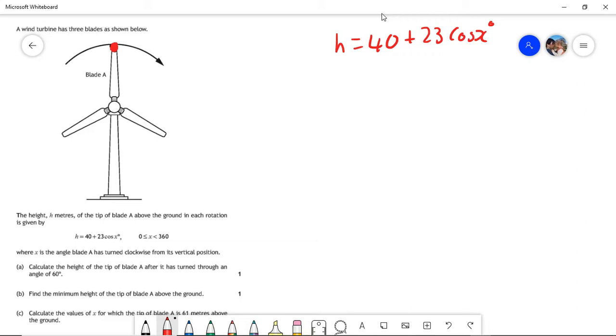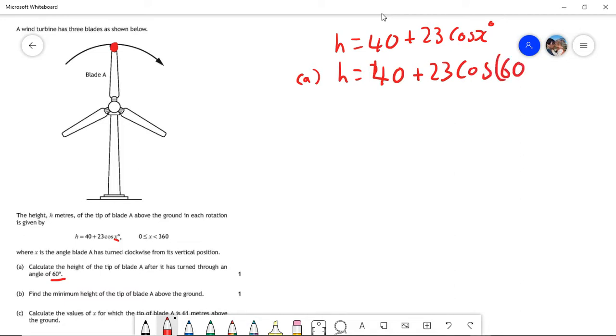So the first thing is to calculate the height of the tip of blade A after it has been turned through an angle of 60 degrees. Well, 60 degrees is the angle, so all it wants you to do for part A is just use this formula. So it's h equals 40 plus 23 cos 60.